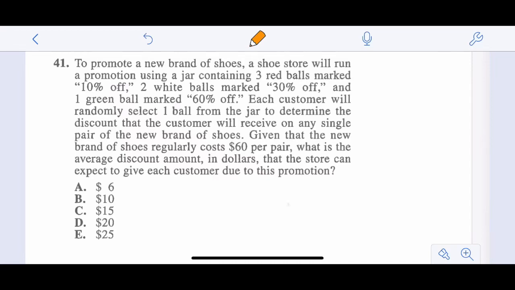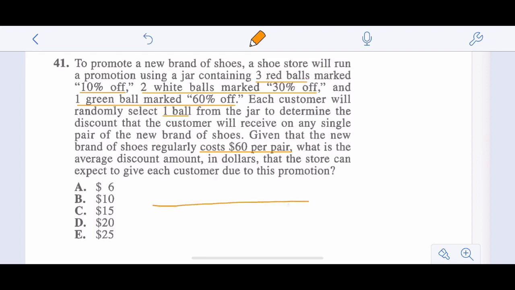Okay, to promote a new brand of shoes, a shoe store will run a promotion using a jar containing 3 red balls that are marked 10% off, 2 white balls marked 30% off, and 1 green ball marked 60% off. Each customer will randomly select 1 ball from the jar to determine the discount that the customer will receive on any single pair of shoes, given that a new pair of shoes regularly costs $60 per pair. What is the average discount in dollars the store can expect to give each customer?